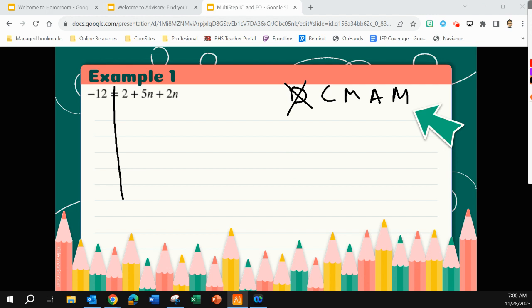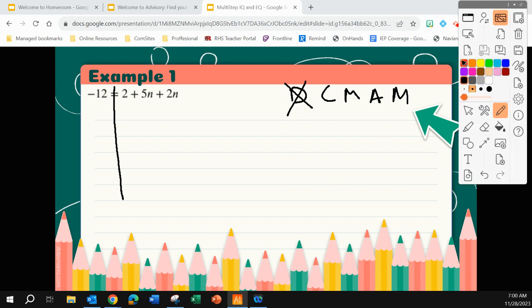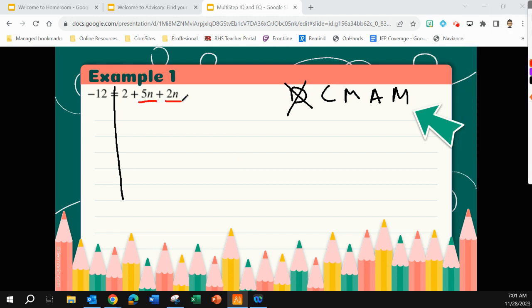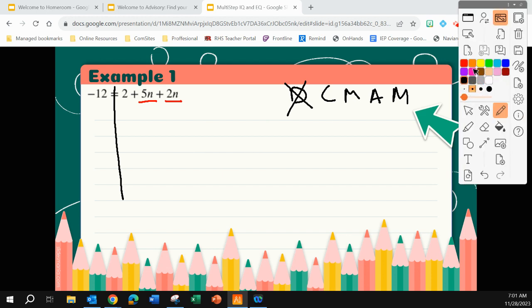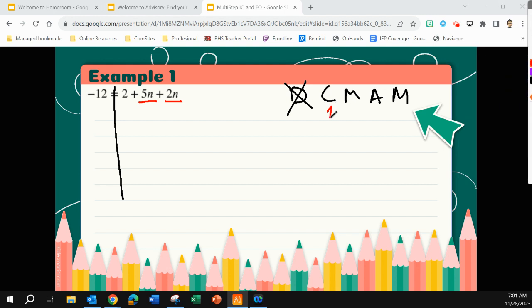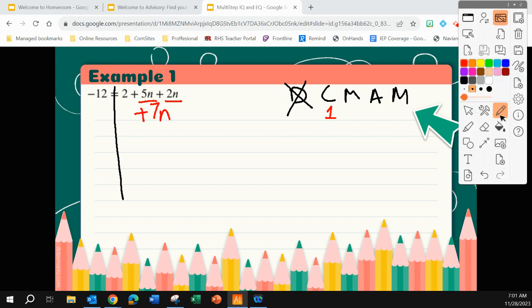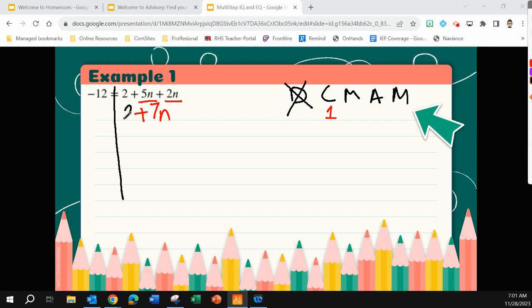Next, we do C, which stands for combine like terms. Like terms have the same variable, or both don't have any variable at all, and they have to be on the same side. So for instance, 5n and 2n are like terms, but negative 12 and 2 are not. We cannot just add them. So for this first step, I'm doing 5n plus 2n. 5 plus 2 is plus 7n. And then I'm bringing down the 2, the equal, and the negative 12.